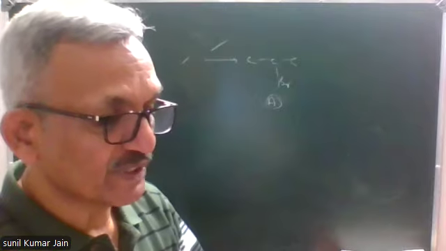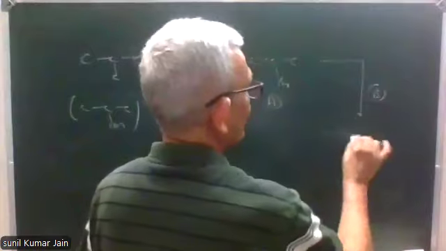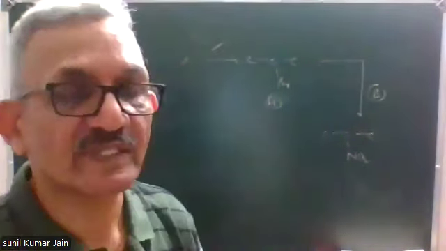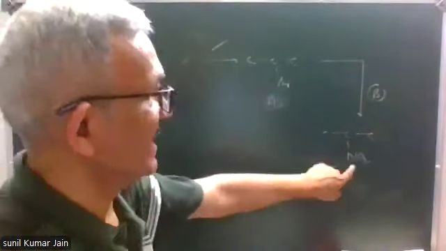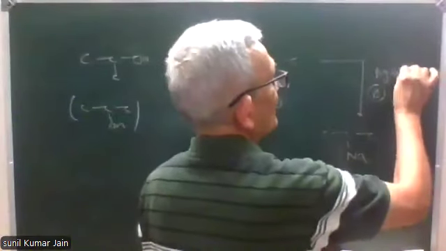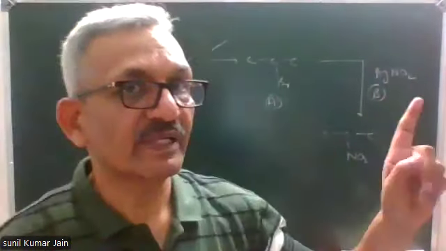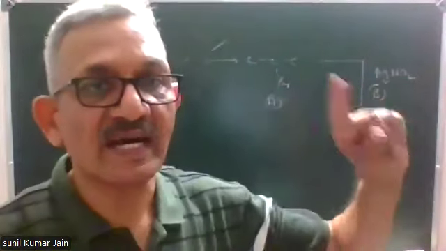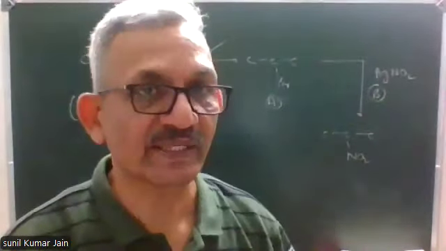2-bromopropane is reacted with B to give 2-nitropropane. Again, in nucleophilic substitution reactions, you'll find one reaction in which halogen is replaced by NO2, and that will be AgNO2. So the answer for B is AgNO2, silver nitrite. Remember, if you use KNO2, the product is not this, the product is RONO. Alkyl nitrite is obtained, not nitroalkane.